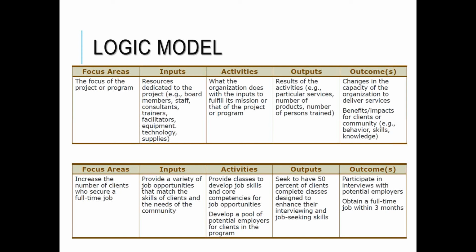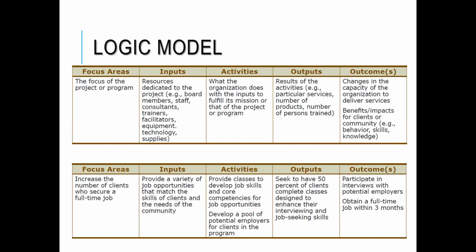What activities are we going to provide? So in this example, provide classes to develop job skills and core competencies for job opportunities. Also develop a pool of potential employers for clients in the program. And this, again, is from our substance abuse and treatment area. What are our outputs? So what are the results of our activities? In this particular example, we seek to have 50% of clients complete classes designed to enhance their interviewing and job-seeking skills. So great, that's really straightforward, and we can know whether or not we hit that target.